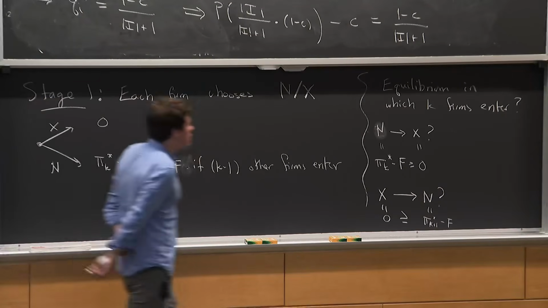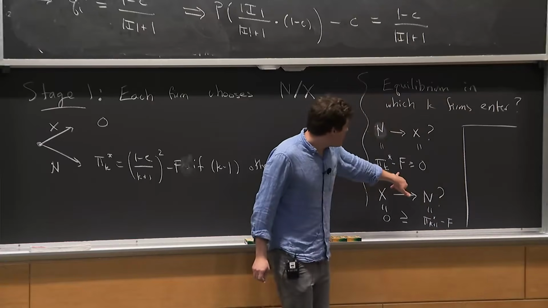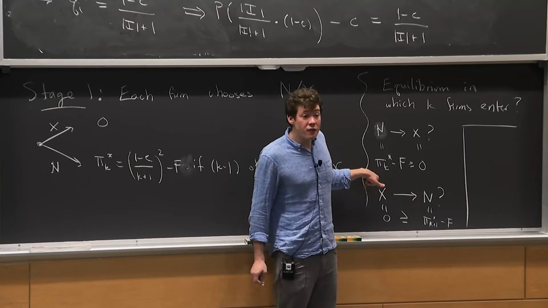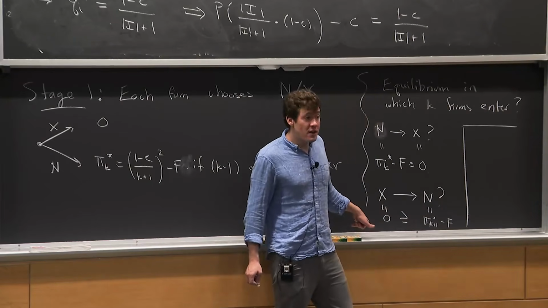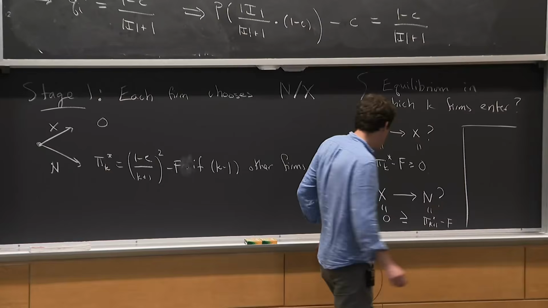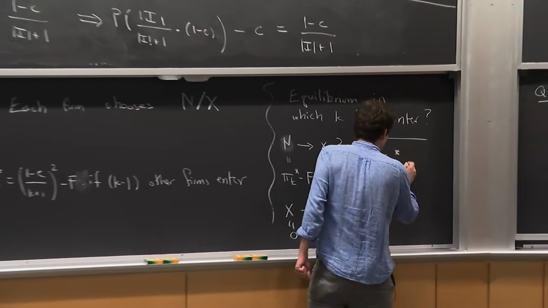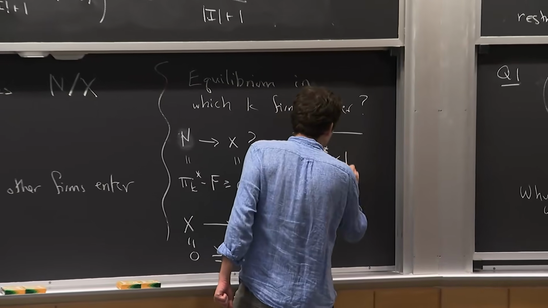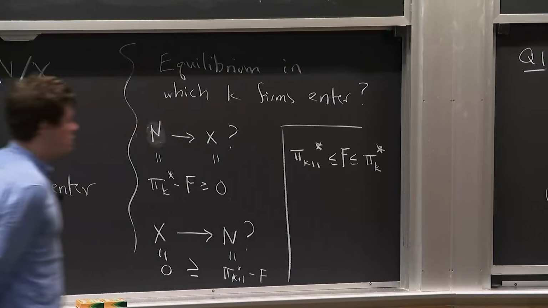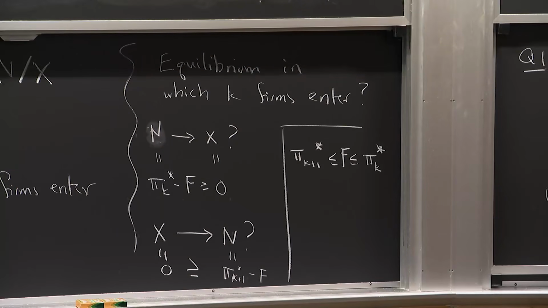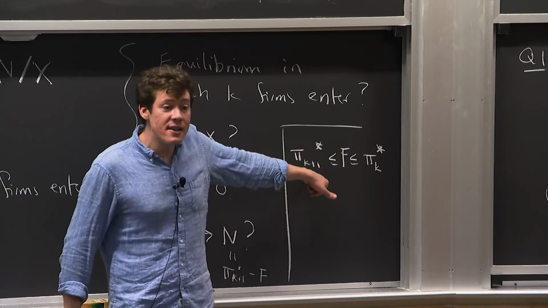So what is my condition for this equilibrium? Well, f has to be small enough so that the firms that enter find it optimal to do so, but large enough so that the firms that don't enter find it optimal to not enter. And what we need is pi k plus 1 star is less than or equal to f is less than or equal to pi k star. And indeed, these pi stars are decreasing in k.